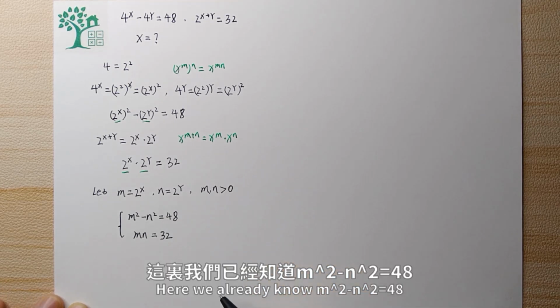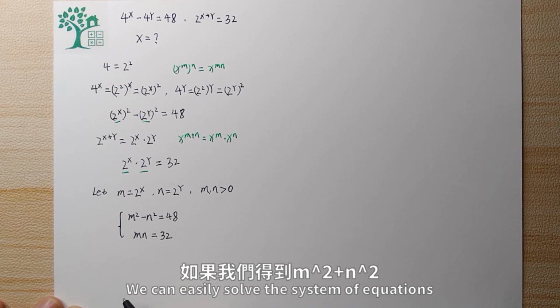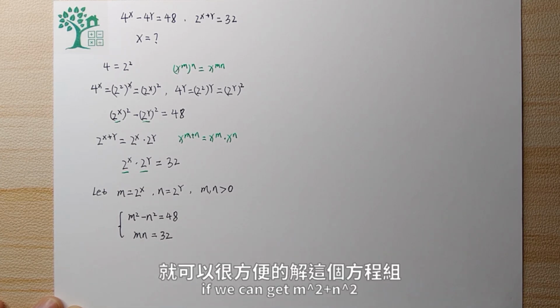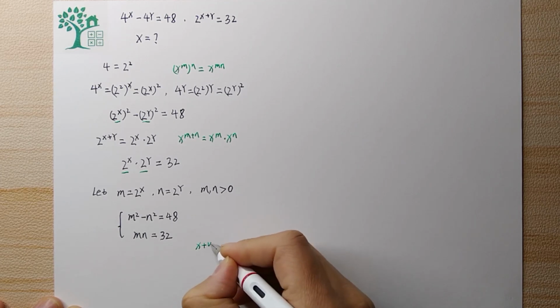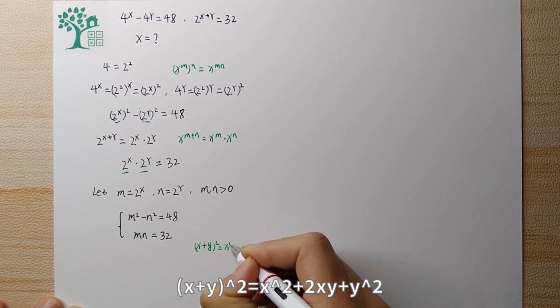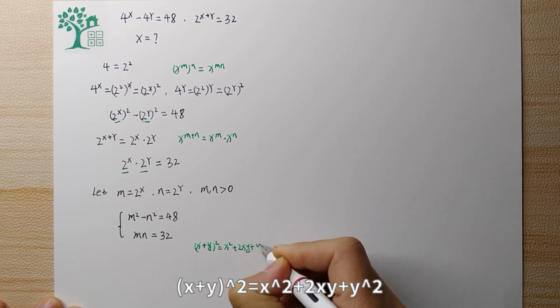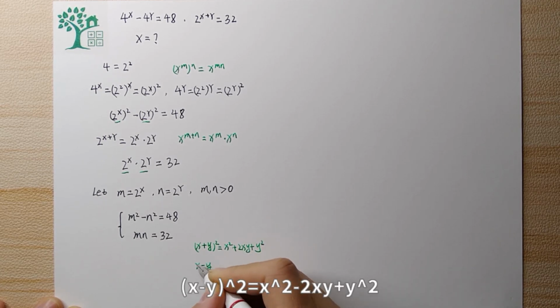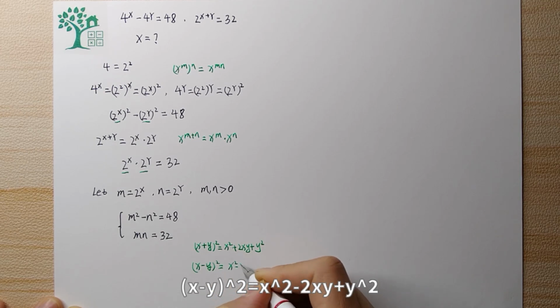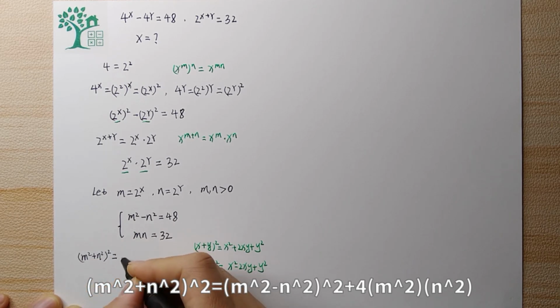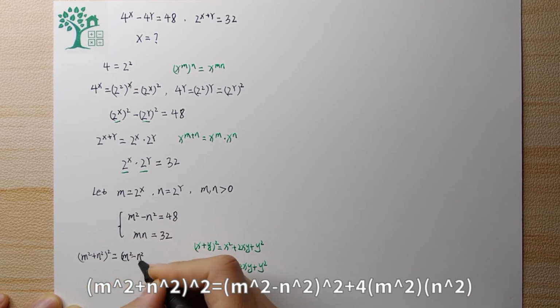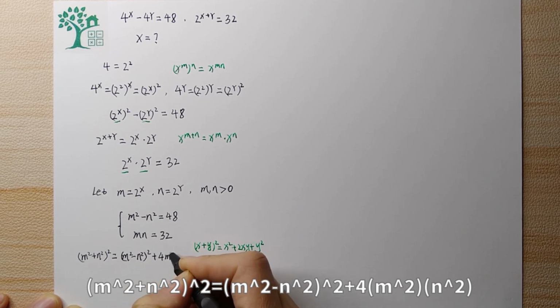Here we already know m squared minus n squared equals 48. We can easily solve the system of equations if we can get m squared plus n squared. According to the perfect square trinomials, x plus y squared equals x squared plus 2 times xy plus y squared. X minus y squared equals x squared minus 2 times xy plus y squared. So, m squared plus n squared equals m squared minus n squared plus 4 times m n squared.